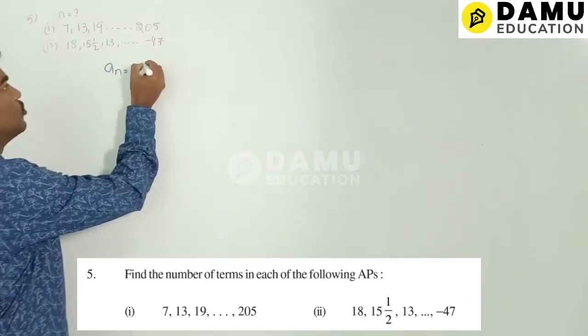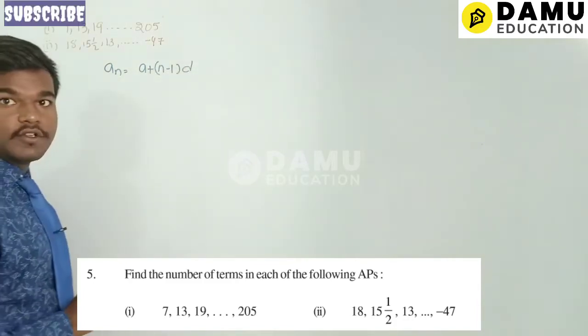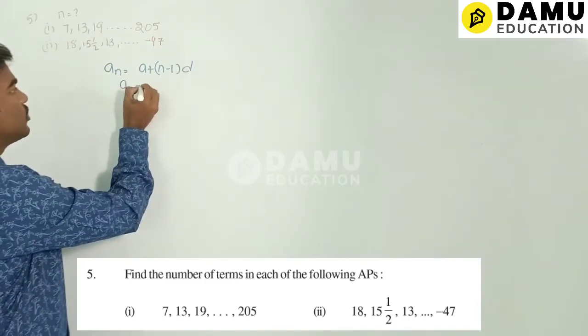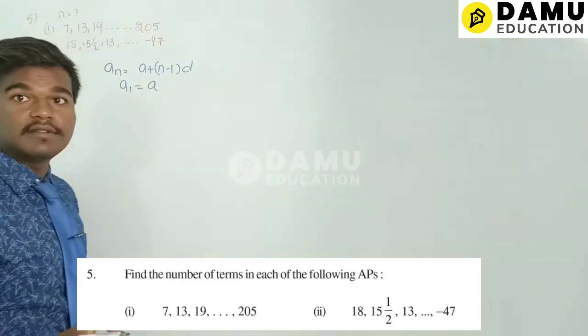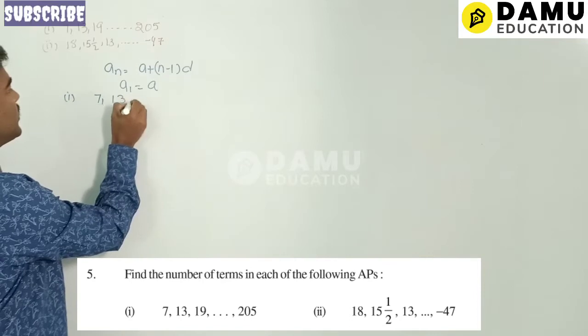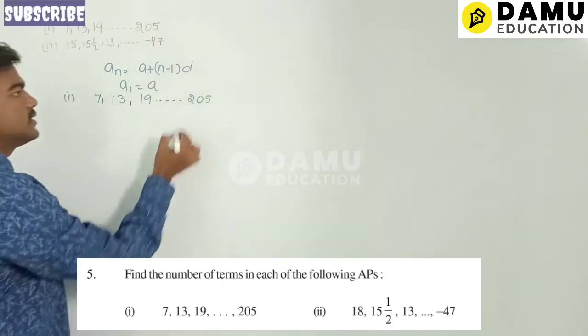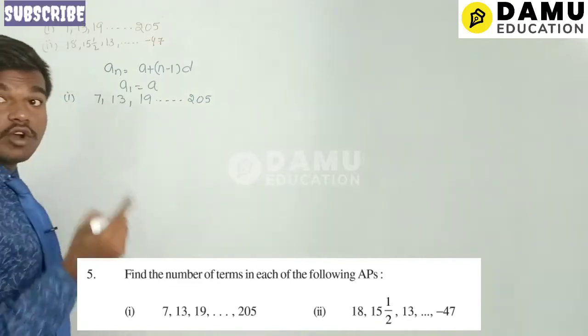An will be equal to A plus (n minus 1) into D. So don't get confused here. A1 will be equal to A, that is the first term. A is nothing but the first term. So here, what they have given is 7, 13 and 19 and so on up to 205. So let's take the last term, that is the nth term, as 205.